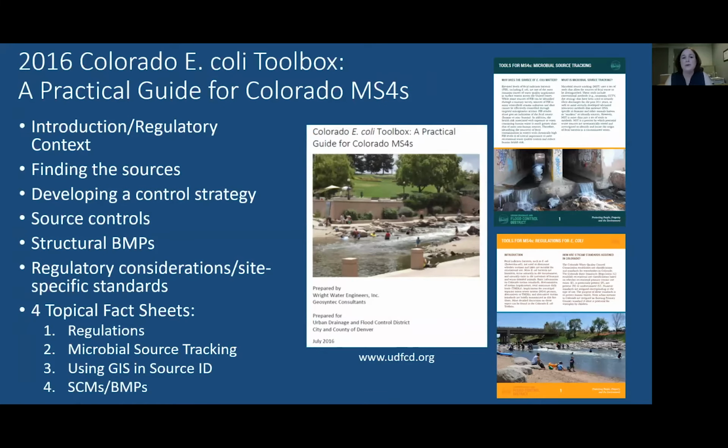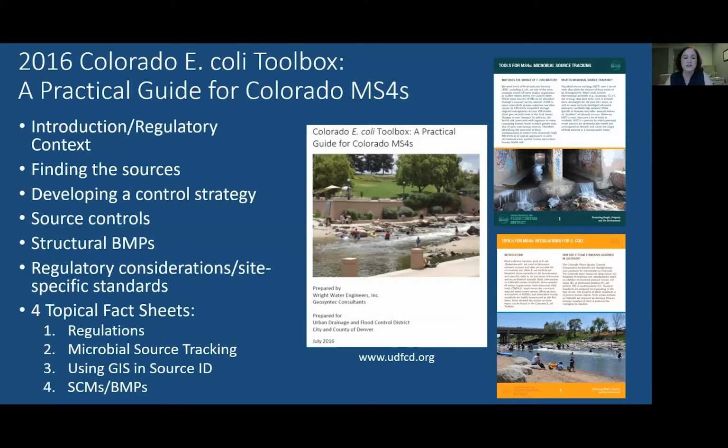In 2016, we created kind of a local version, a simpler version of this book. It's a Colorado E. coli toolbox that was targeted to regulatory issues in Colorado, but again, focused on finding sources, source tracking strategies, developing a control strategy, again, source control and structural BMPs, regulatory flexibilities. And after we completed this, some of our Colorado Stormwater Council members said, really what we need is some easily digestible fact sheets that we can use to communicate with our citizens, with our city councils, across our city departments.